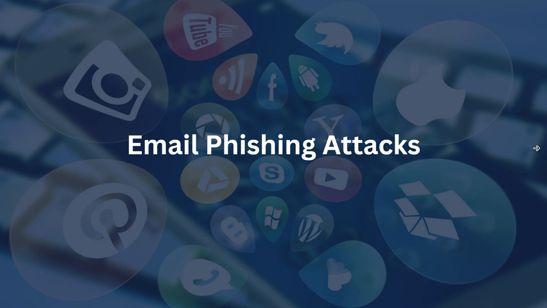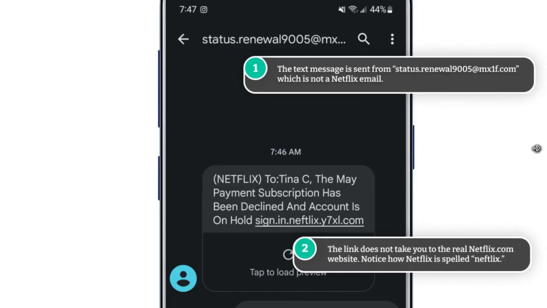So here are some examples. Here's an example text from Netflix supposedly. If you look at the top of the text message, it was sent from an account, status renewal at mx1f.com. So that's the domain right there that I'm talking about. After the little at symbol, if it's from Netflix, it would say at netflix.com as opposed to mx1f. So that just tells you that this is not a Netflix email.